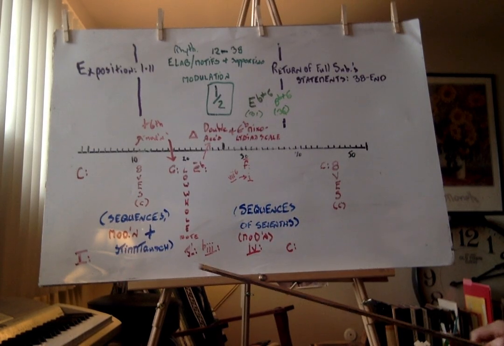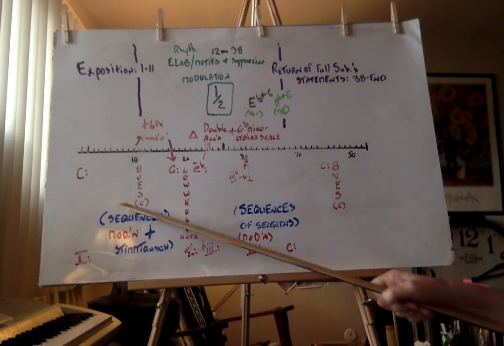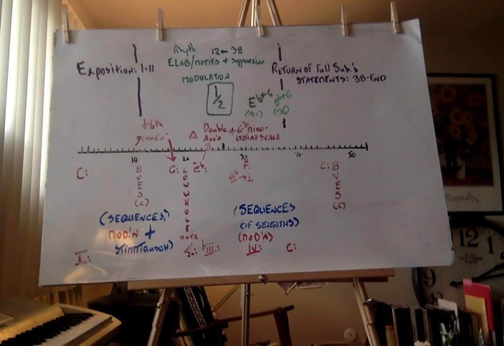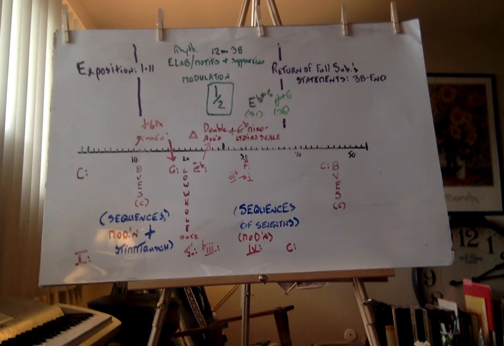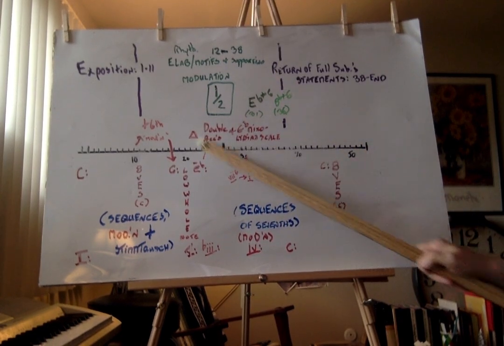And in the middle, we move through a modulatory section that uses sequences. There are two of those. This first one uses sequences and also Stimmtausch, and then we have sequences of seventh chords in the second series of modulatory type activities going on.